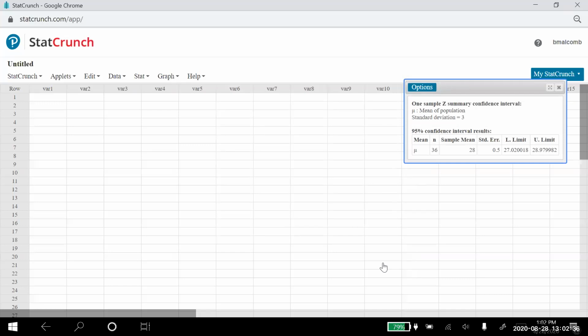It does the calculations for us. That lower limit and upper limit, those are the boundaries of my confidence interval. So again, I just took a quick picture of those because now I'm going to go back and enter them into my problem.